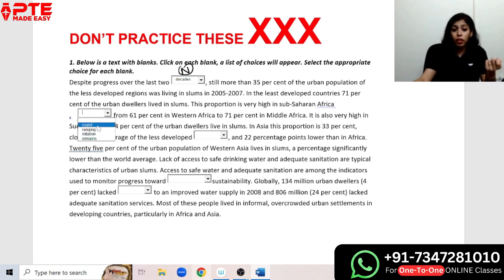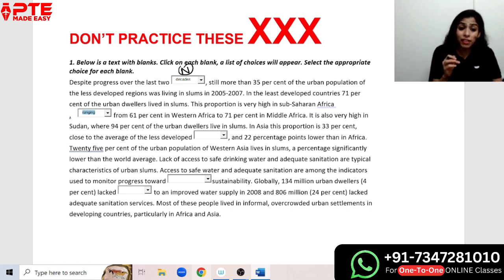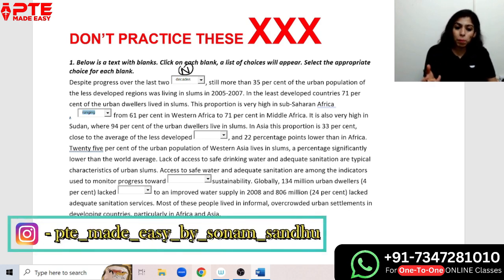But the options are different. Round is a noun, ranging is a verb, rotation is a noun, remains is a verb. So it could have been remaining only. And even if it's remains, it's fine. But rotation and round, these two are not the relevant options. So we need to look for information like this. If you're getting such easy drop down blanks, try to understand these drop down blanks are not as per the Pearson test level. So please do not practice such questions from random websites.